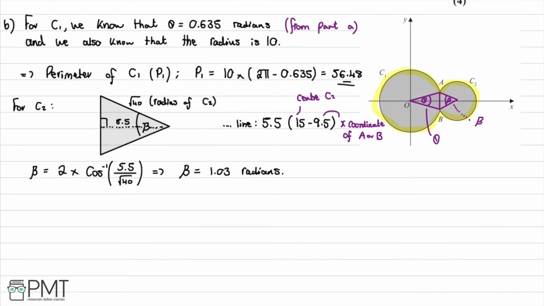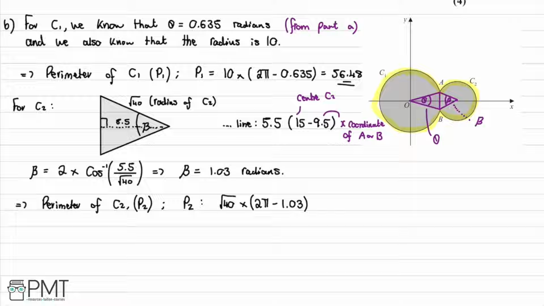So now in the same way as we found the perimeter of C1, we'll say that the perimeter of C2, let's denote it by P2. How are we going to work it out? So we're going to do it the same way. We're going to have the radius, which is root 40. Then we're going to multiply it by 2 pi, but this time subtract 1.03, put our brackets in there. We then put this into our calculator, and this is equal to 33.22.